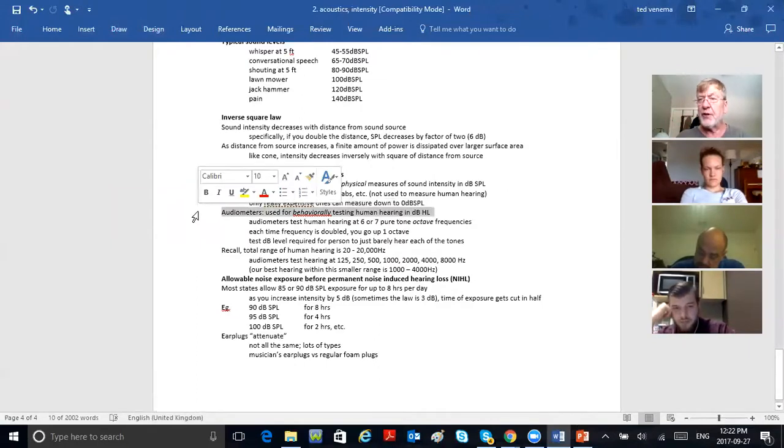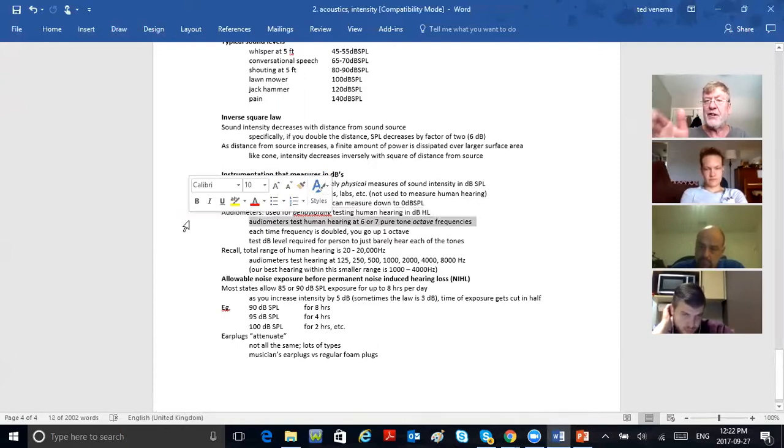Audiometers, which you will learn about in a bit, are used to test human hearing in dBHL. You haven't covered that yet. That's another reference. Don't worry about it. Audiometers test human hearing at 6 or 7 octave frequencies, and I'll give those to you now. Write them down in the margin.